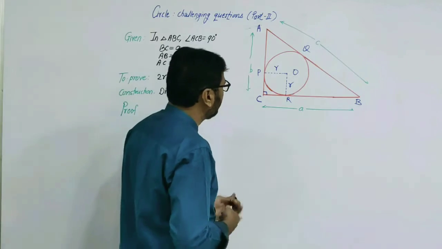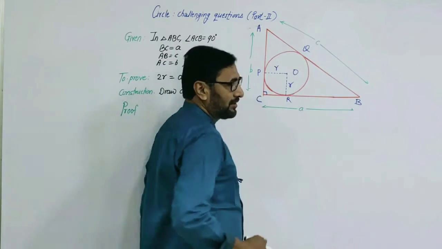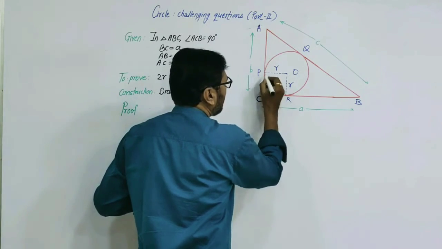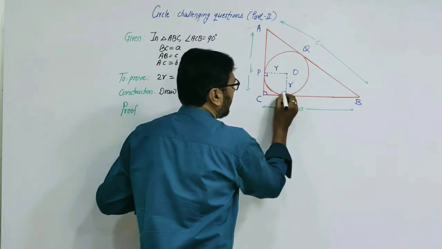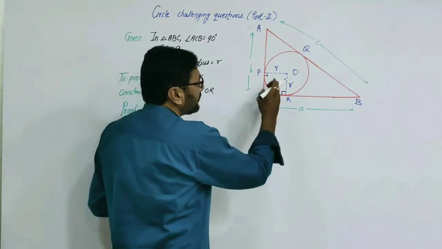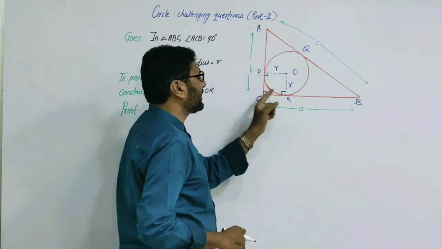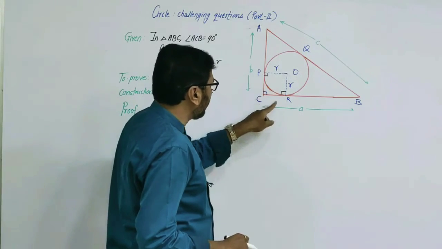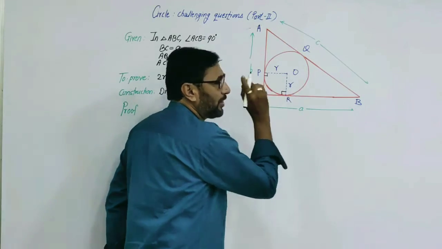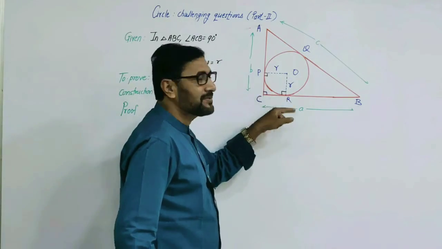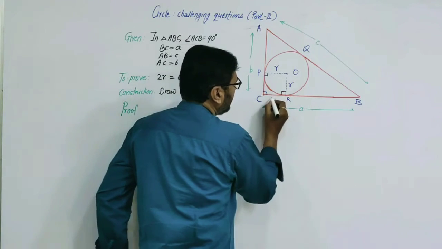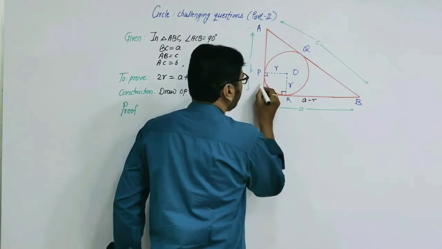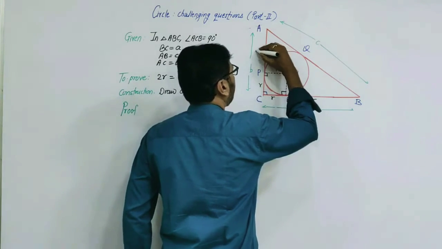Now see students, if I draw OP and OR, this is the construction part, I will get one quadrilateral. I will say OP is perpendicular to AC and OR is perpendicular to BC. So this quadrilateral is a rectangle because three angles are of 90 degrees. But OP is equal to OR, radii of same circle, so this quadrilateral becomes a square. So all the sides of the square are equal. If this is R, this will be a minus R. If this is R, this will be b minus R.